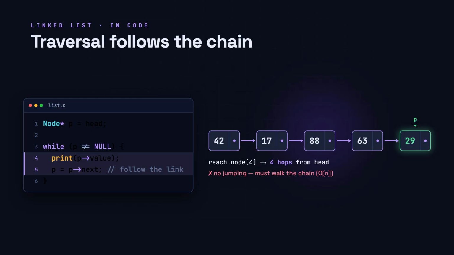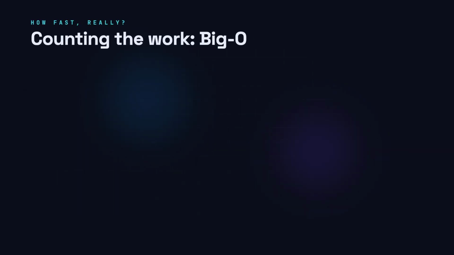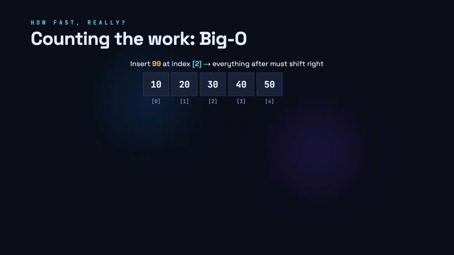through memory. When we say one structure is faster than another, what we really mean is this: how does the work grow as the data grows? Computer scientists capture that with big O notation. Reaching any item in an array is a single jump, no matter how big the array gets. We call that O of 1, constant time.